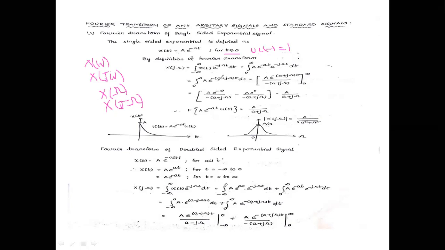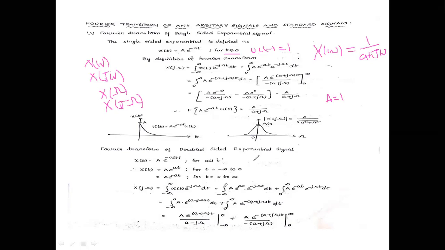Apply the integral for the exponential signal, with upper limit infinity and lower limit 0. The upper limit becomes 0 here, and for the lower limit it is 1. Minus into minus is plus, a by a plus j omega. Let a is equal to 1. What is it? X of omega is equal to 1 by a plus j omega. Okay, this is the Fourier transformation of the single-sided exponentially decaying function.